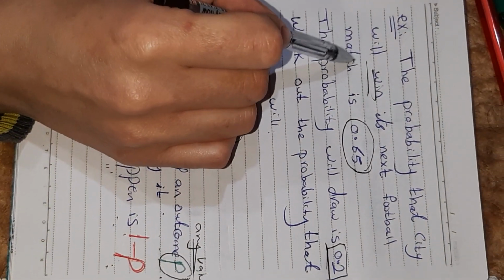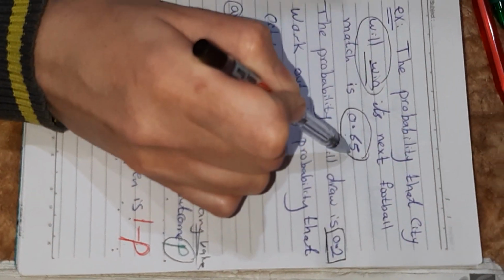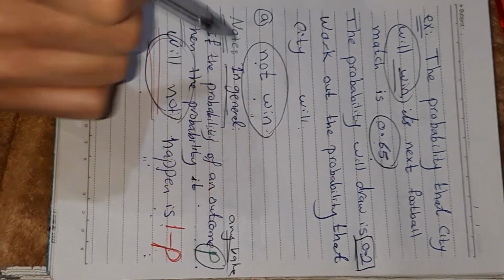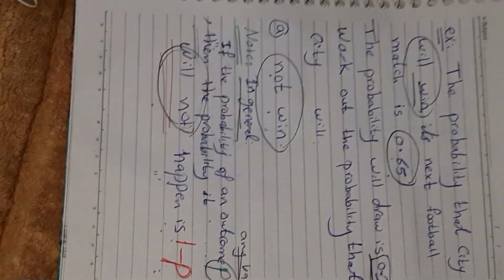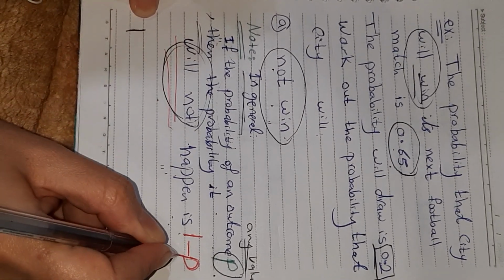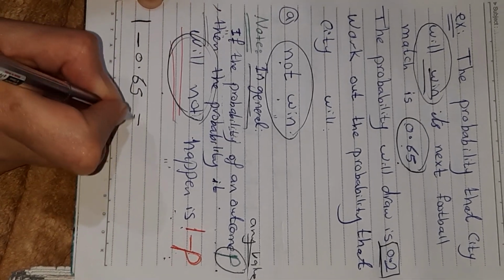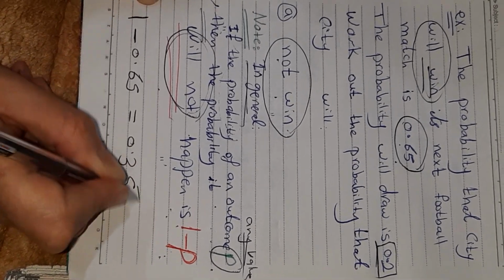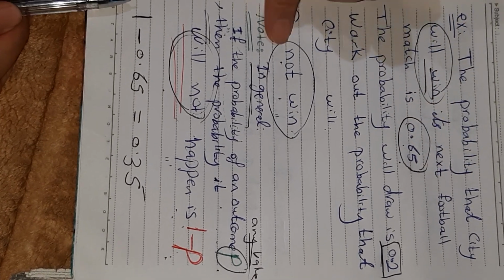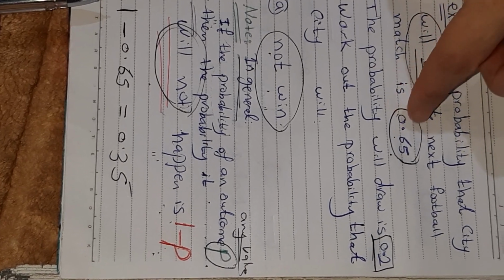Now here you have that City will win 0.65. Here we want not to win, the opposite way. Depends on this note, the solution will be 1 minus P, 1 minus 0.65, which is 0.35. Why? Because will win 0.65 and I want not to win, the opposite way. Just 1 minus 0.65.